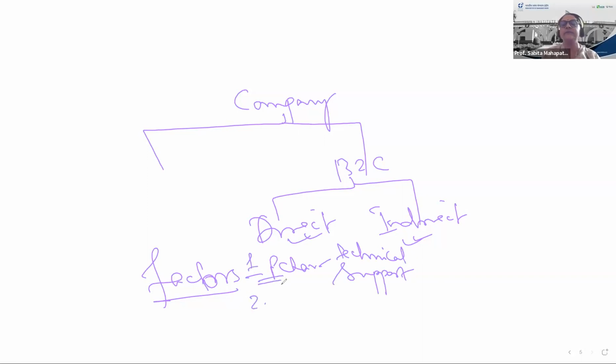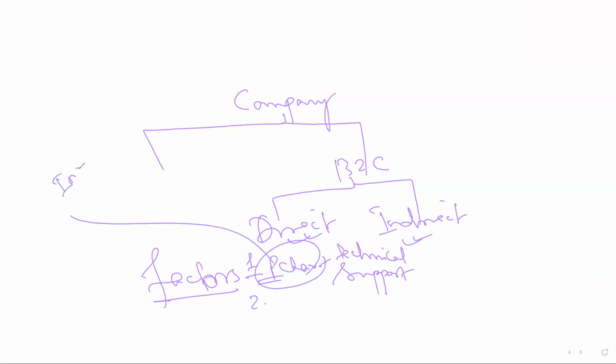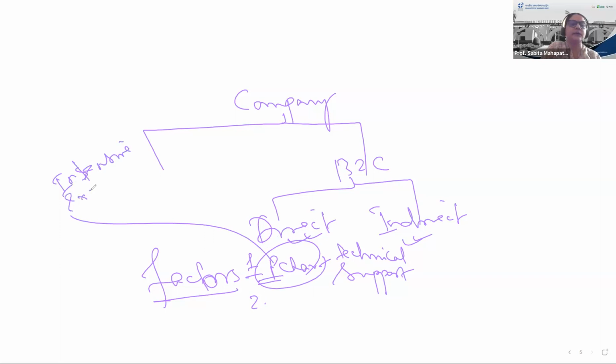Any other point? Accessibility also. If I want to go to a very remote place, then I'll need to make a dealer, because maybe there is no delivery channel or proper delivery channel. Product character will say whether you will go for intensive, exclusive, or selective.